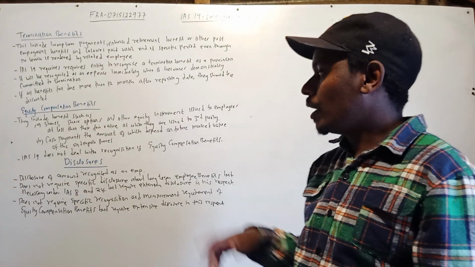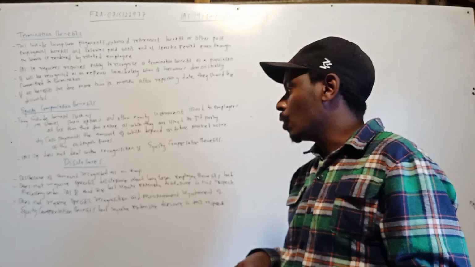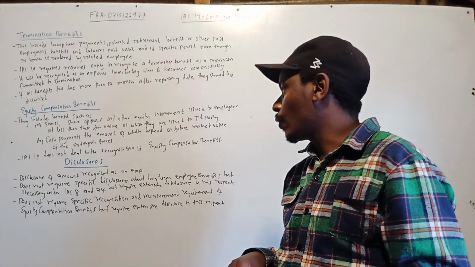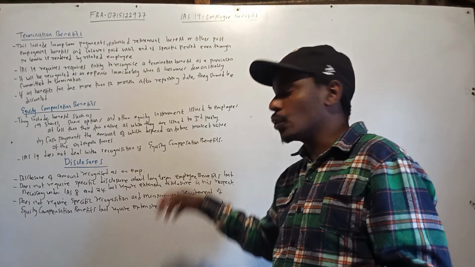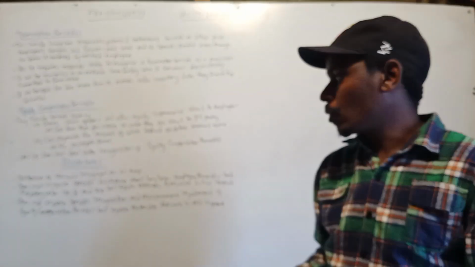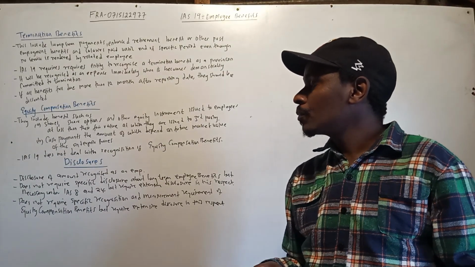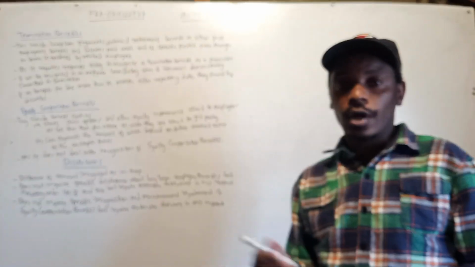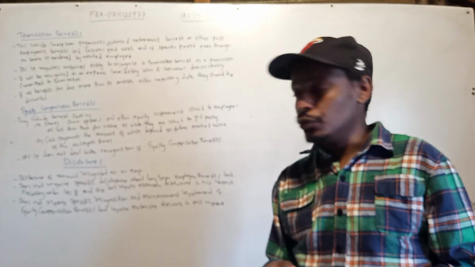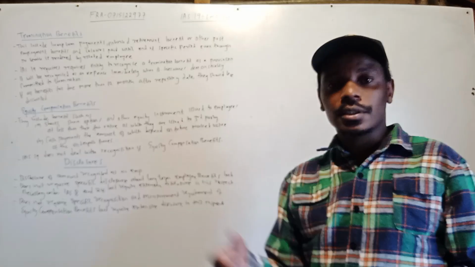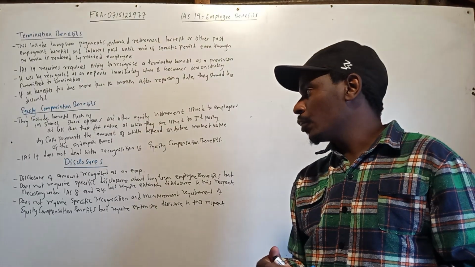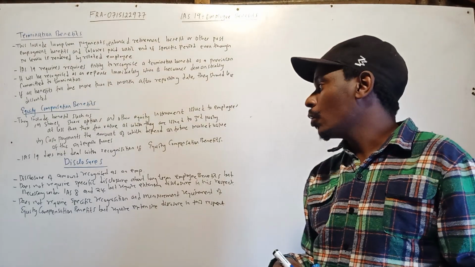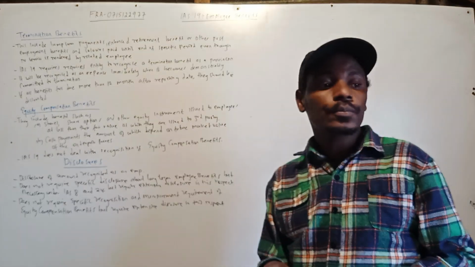Now, IAS 19 does not require any disclosure or recognition requirement for the equity compensation benefit. So, in case they ask you in an exam to explain the recognition and measurement of the equity compensation benefit under IAS 19, you just say that IAS 19 does not deal with the recognition or the measurement of the equity compensation benefit.